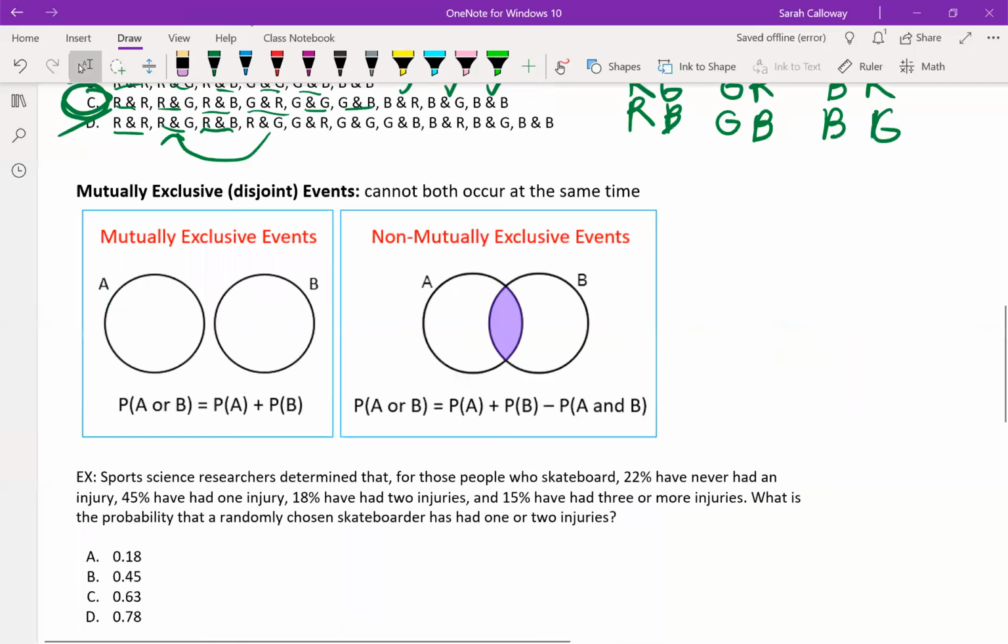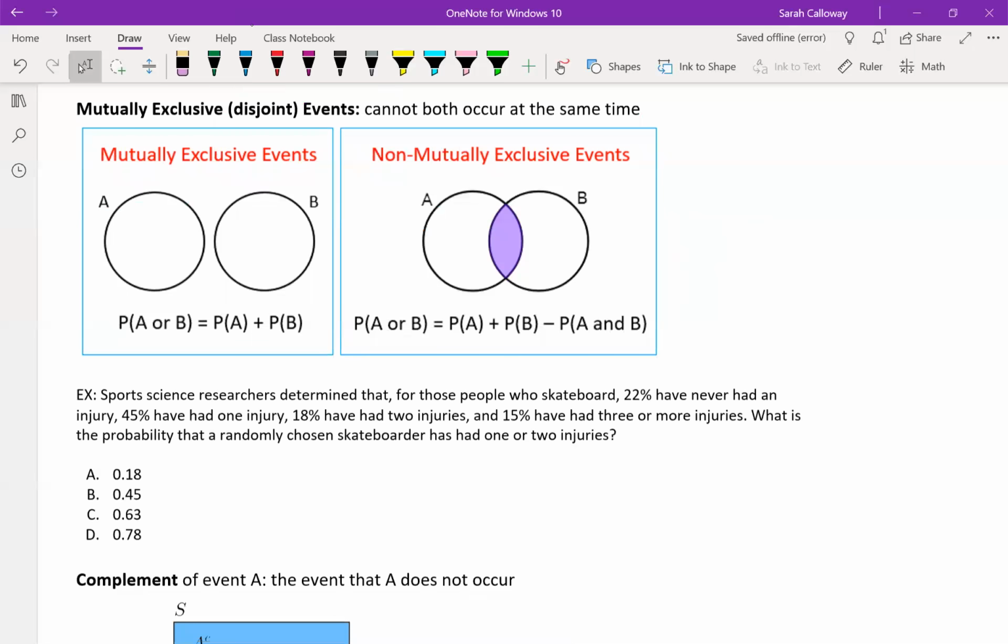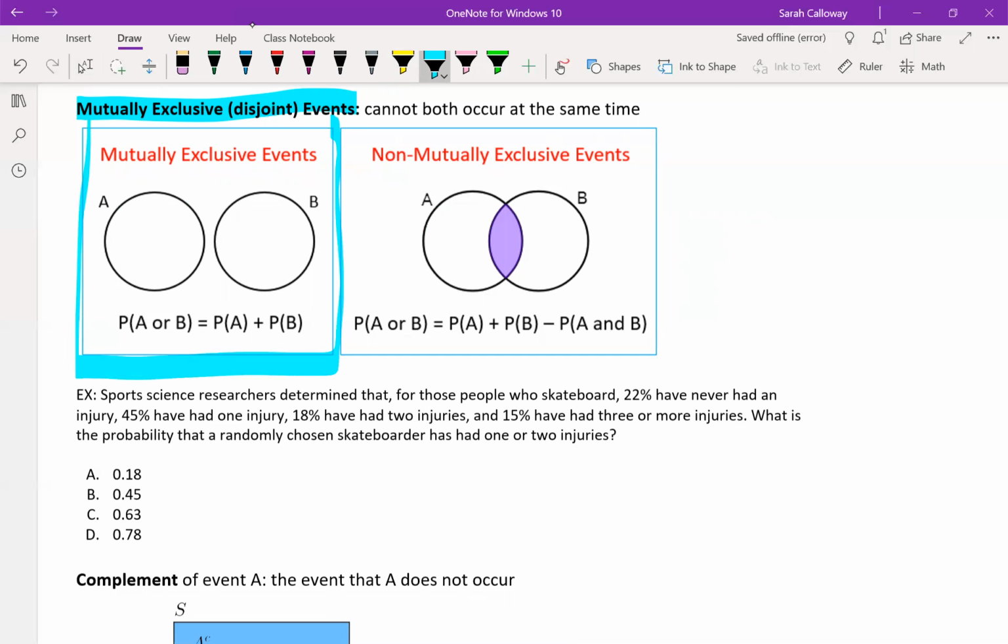The next concept is mutually exclusive events. These are also called disjoint events. These are events that cannot occur at the same time. So if I have 2 different events in a Venn diagram, their outcomes are completely separate. There is no overlap. What we'll see in the next lesson is non-mutually exclusive events, so that's when they do have some kind of overlap.